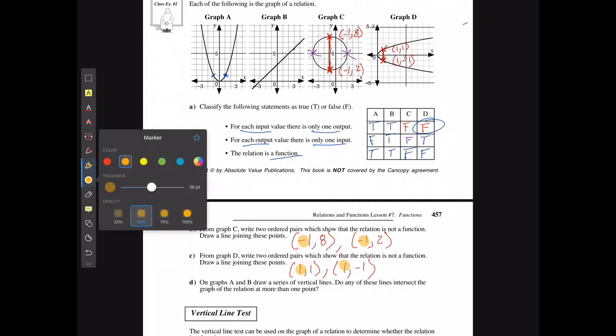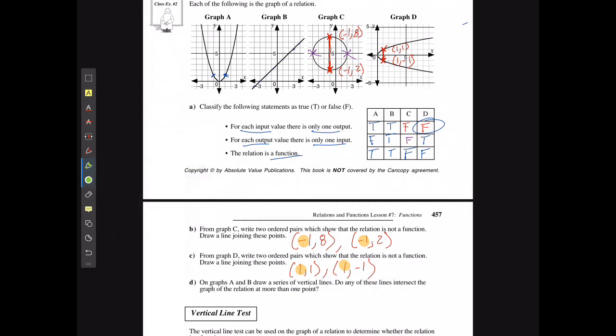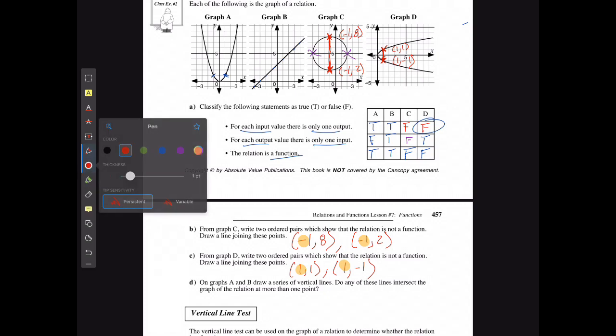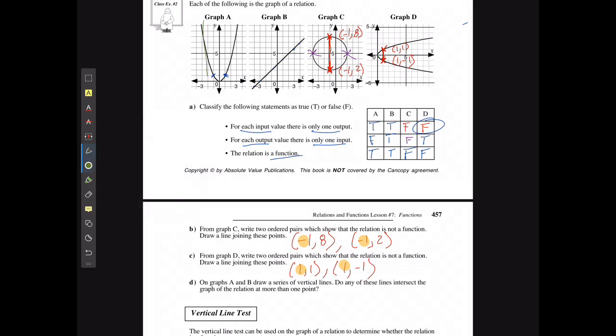For A and B, draw a series of vertical lines. Do any of these intersect at more than one point? I could draw vertical lines all the way through A, vertical lines all the way through B, and no. They're never going to run through more than one point on the graph, which is why they're functions.